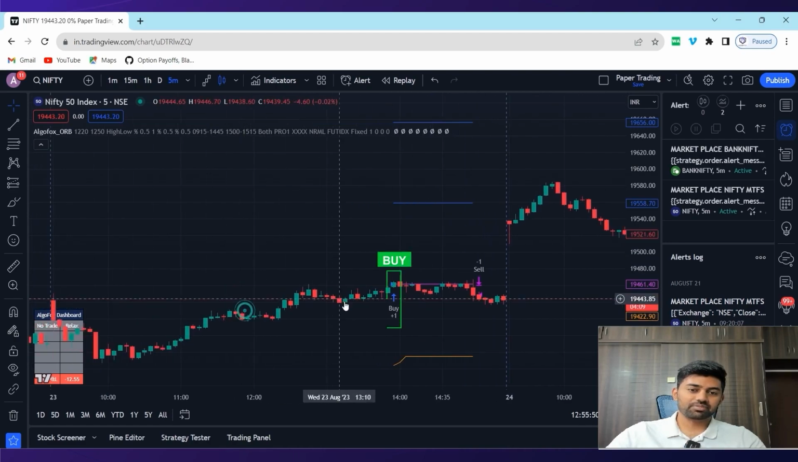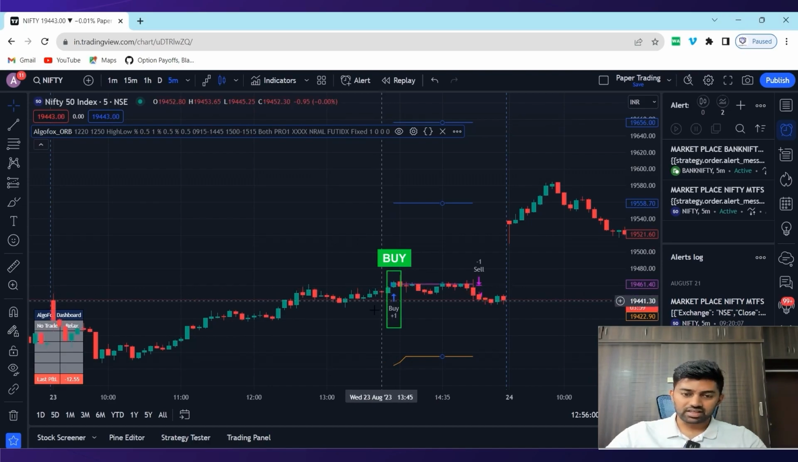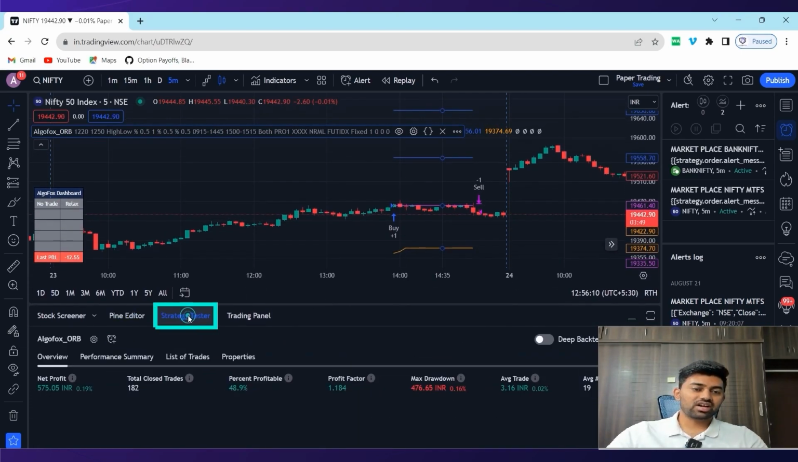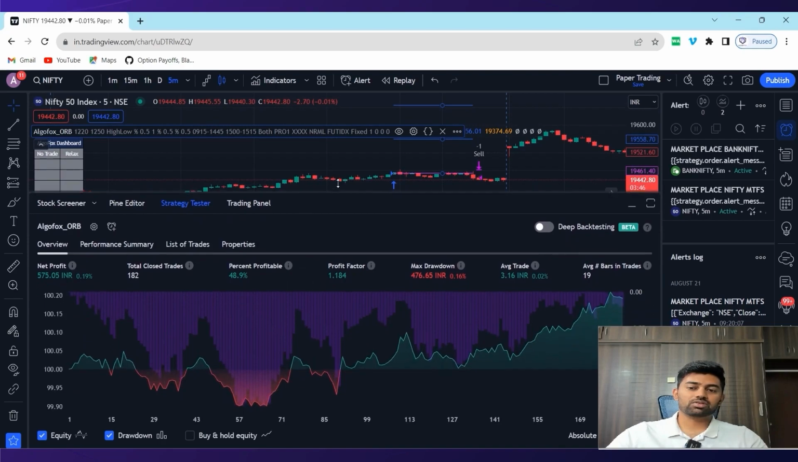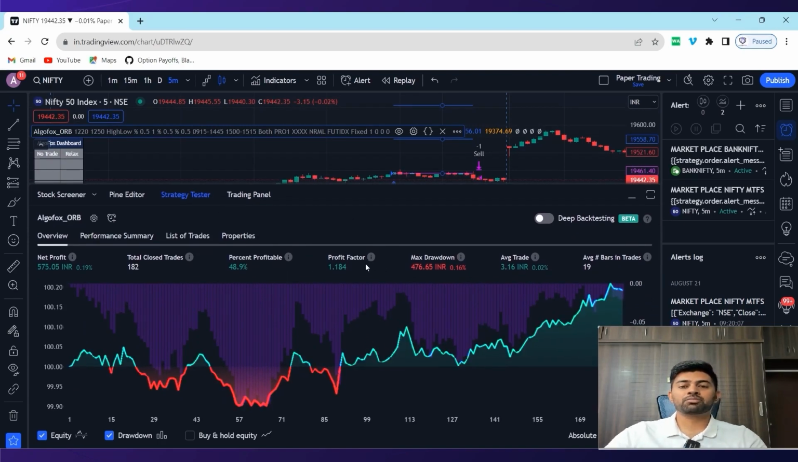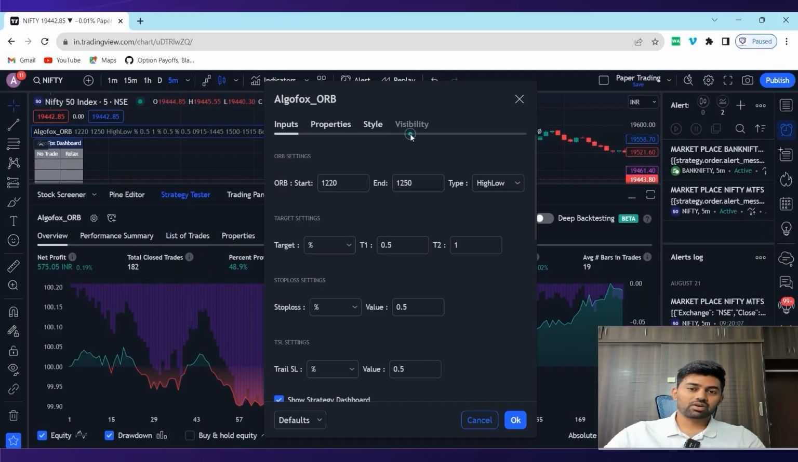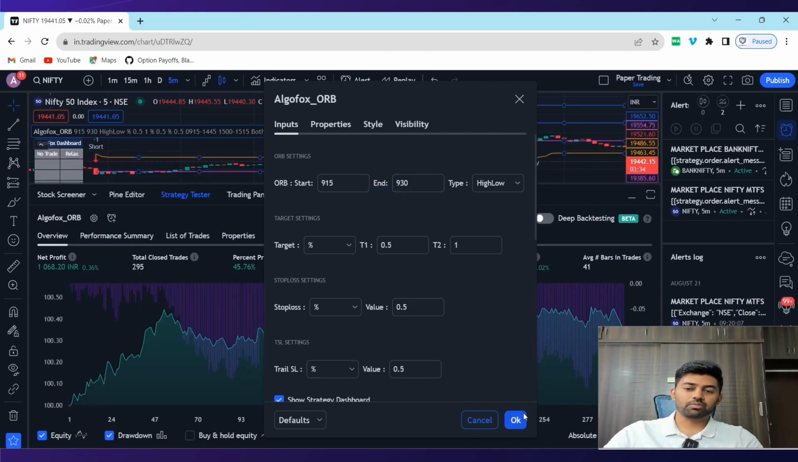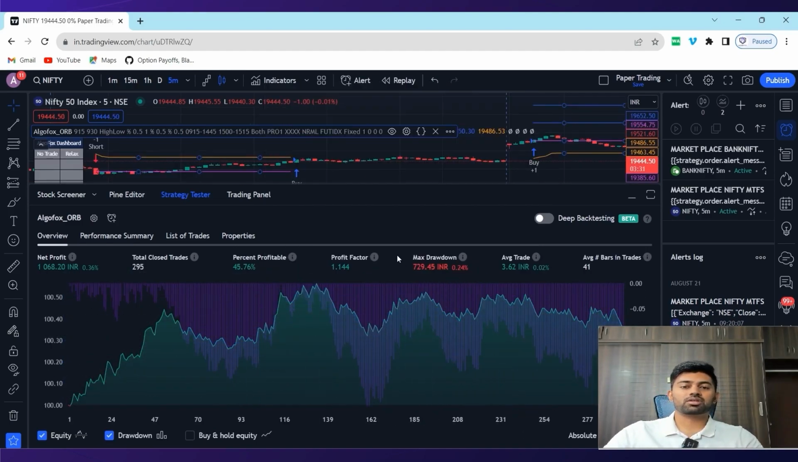For example, yesterday we got a buy here because from 12:20 to 12:50, whatever was the high or low, it got broken somewhere here. So this way I can play around with the start time and end time, and every time I change the start time and end time accordingly in the strategy tester, the backtest results will also change. So this is the backtest result from 12:20 to 12:50. But if I go back to 9:15 to 9:30 and mark the high and low, this is how the backtest report comes on the TradingView.